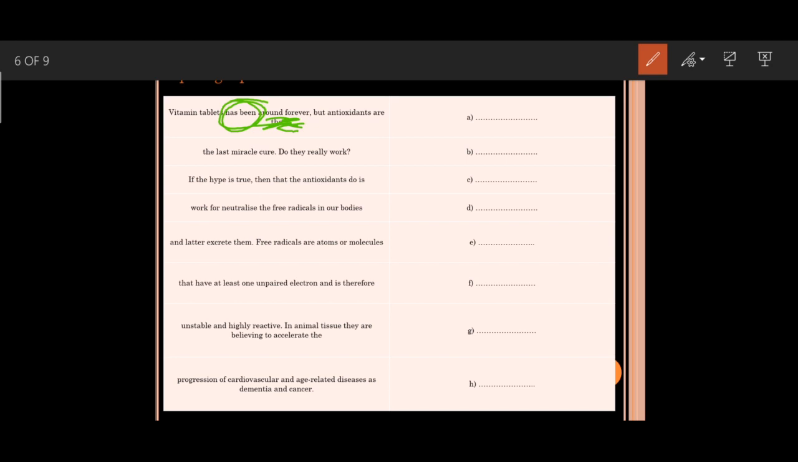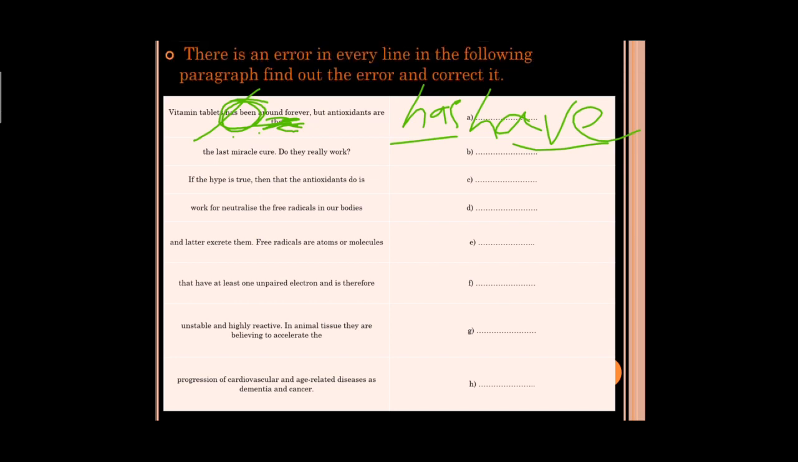So what will the problem be? The problem is has been. Our answer to this should be have been. So here you will write have, and here you will cross this. So you will write has incorrect and have correct. So your answer is vitamin tablets have been around forever, because tablets are plural. So when you are using tablets, you will use have. For plural, you will use have. For singular, you will use has. Alright? So like that, continue with all the questions, and there are more.